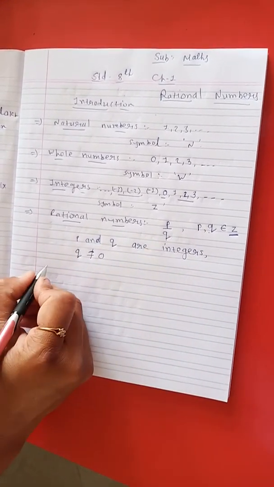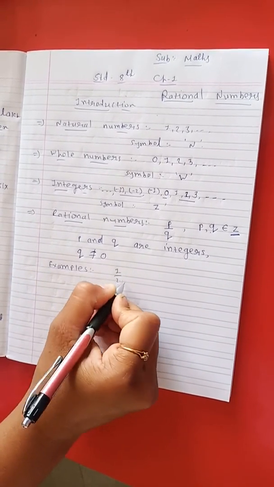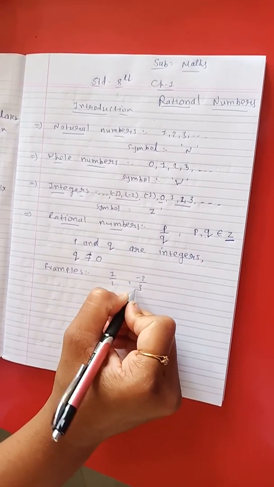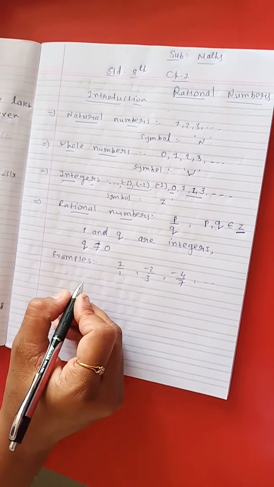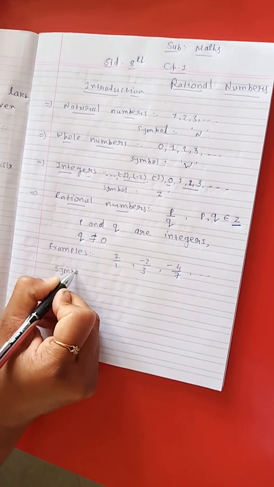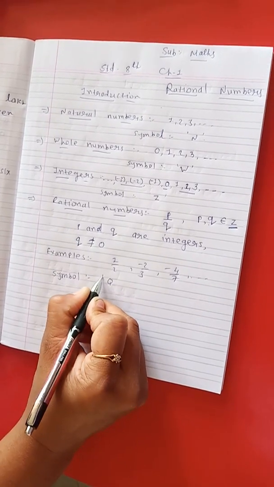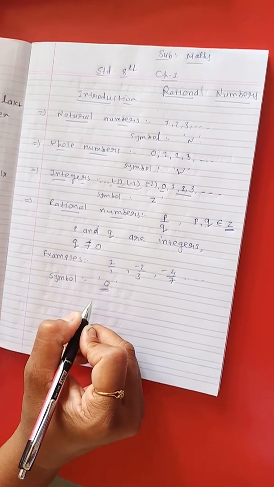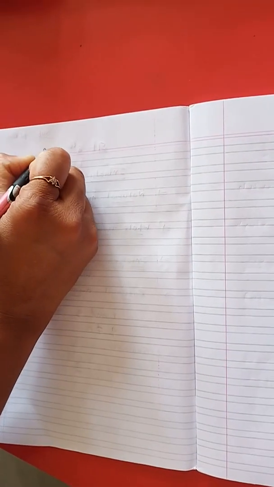Now for examples, we can write 1 upon 2, where 1 and 2 are from Z, meaning integers, minus 2 upon 3, minus 4 upon 7, and like that we can write many examples. The symbol of rational numbers is Q, and we use that symbol from the word quotient. Now after that we have to start our exercise.